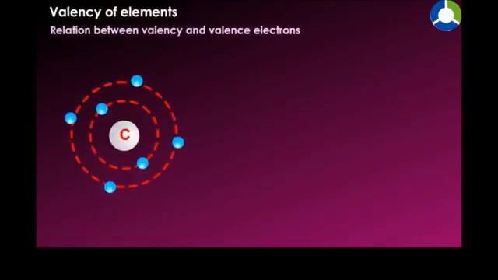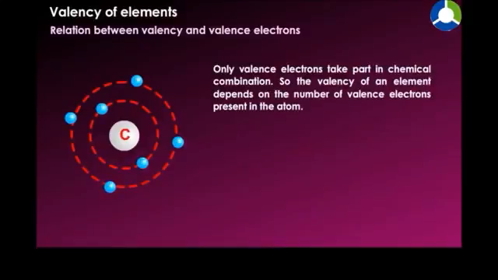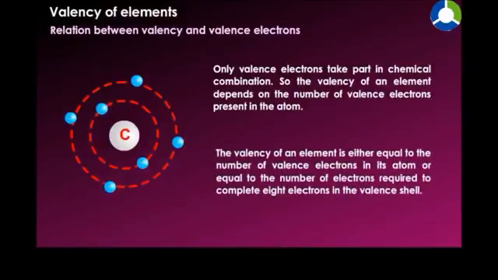Relation between valency and valence electrons. Only valence electrons take part in chemical combination. So, the valency of an element depends on the number of valence electrons present in the atom. The valency of an element is either equal to the number of valence electrons in its atom or equal to the number of electrons required to complete 8 electrons in the valence shell.